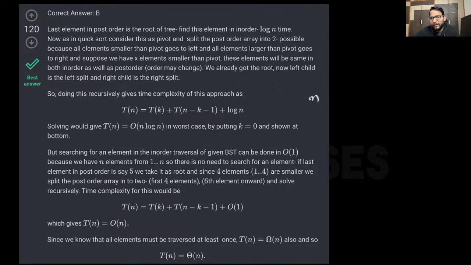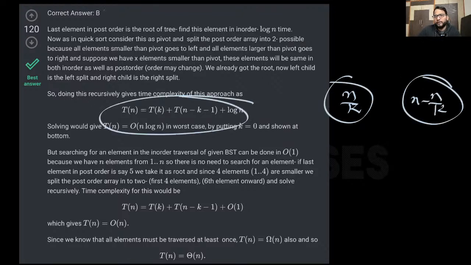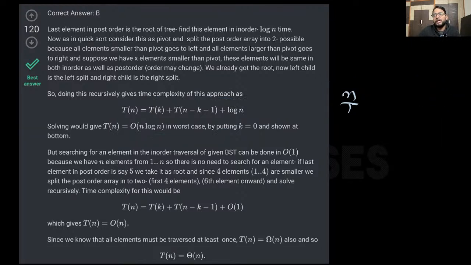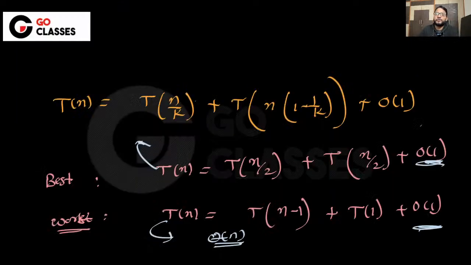So I have taken n by k and n minus n by k. I think in the explanation, Arjun sir has taken k and n minus k, something like this. I mean, if one side is k, another side is n minus k minus 1. That's perfectly fine. These are basically theoretical ideas. Nobody knows whether it is in proportion of n, it might be n by k or n minus n by k. Nothing wrong with this, and nothing wrong with this also. Ultimately, it is just like quick sort. Ultimately, the best and worst case will be just like quick sort.